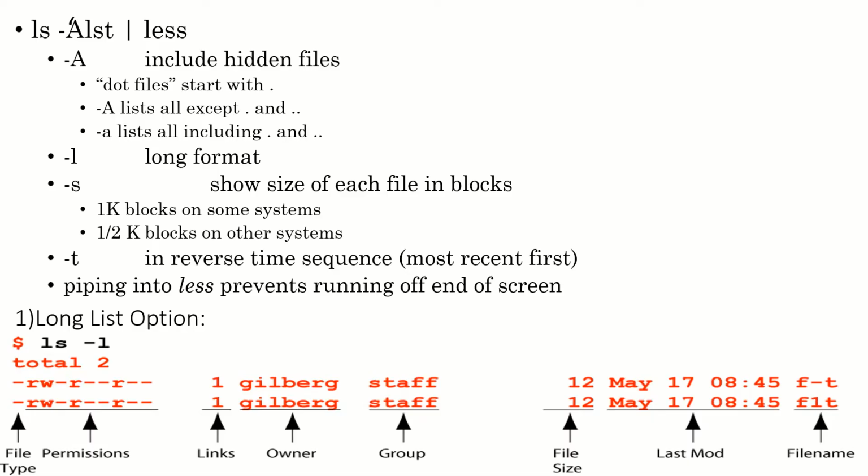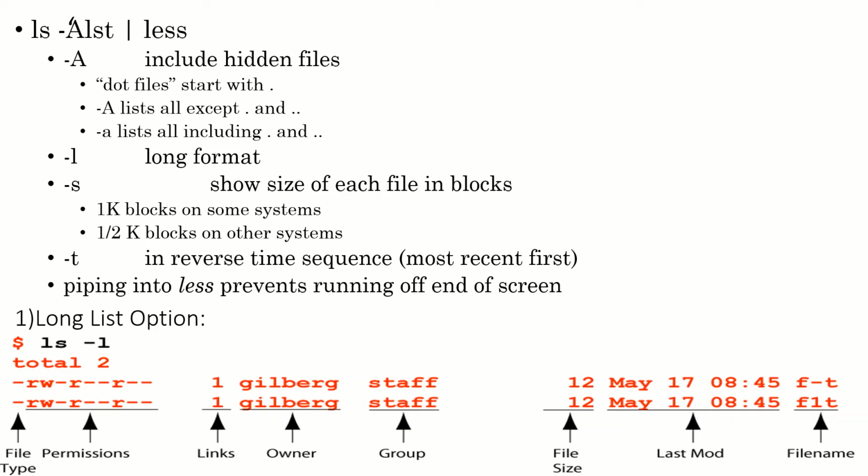This slide shows ls with other options, like ls -als, then pipe, then less. Like that other options are there. ls -a includes hidden files. If it is a single dot, those files are there. With -A, it lists all except single dot and double dot files. With -a, it lists all including single dot and double dot files.